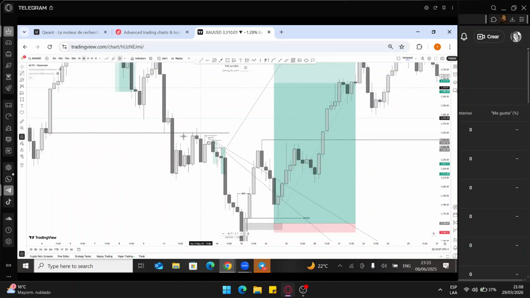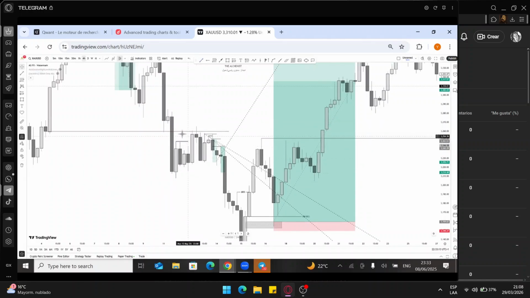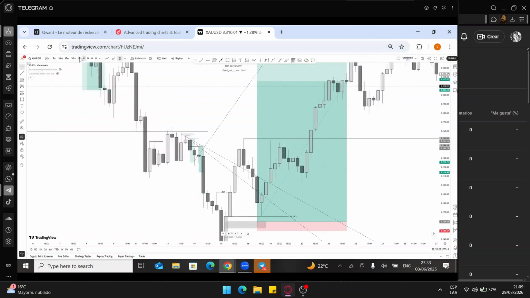So price came and tapped and we had this move to the downside. This liquidity was present here. Price came and tapped, and you have a CRT here. You can mark out the CRT and work on the CRT. You can catch the sell from here. So let's see what happened.